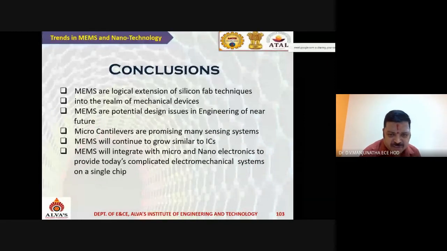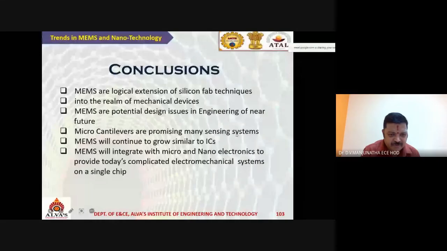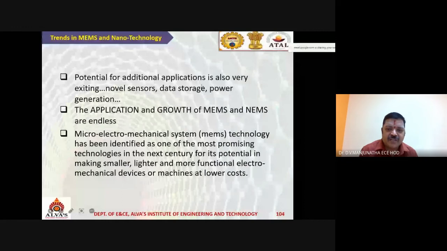MEMS are potential design issues in engineering of the near future. Micro cantilevers are promising for many sensing systems. MEMS will continue to grow similar to ICs, right? MEMS will integrate with micro nano electronics to provide today's complicated electromechanical systems on a single chip. The potential for additional applications is also very exciting. Novel sensors, data storage, power generation are some more applications. The application and growth of MEMS and NEMS are endless today, right?